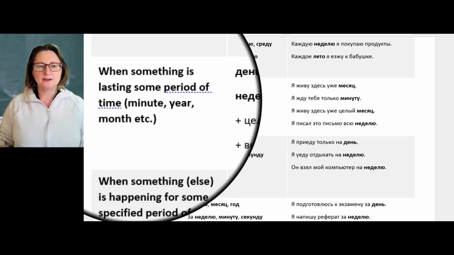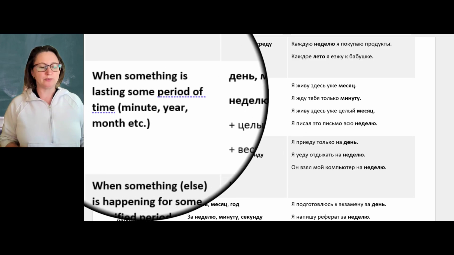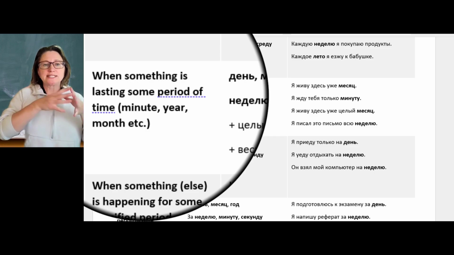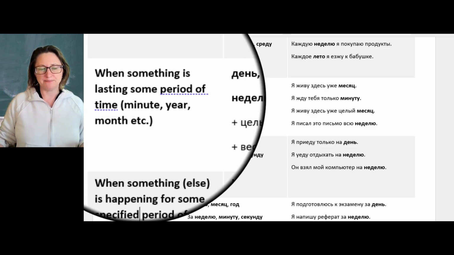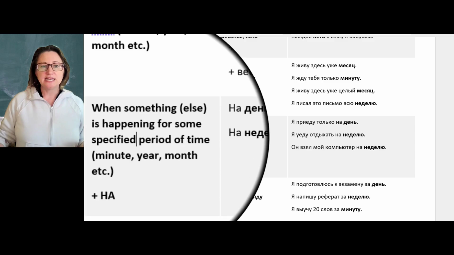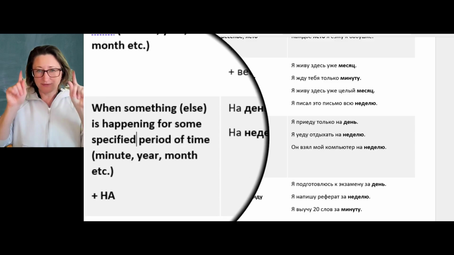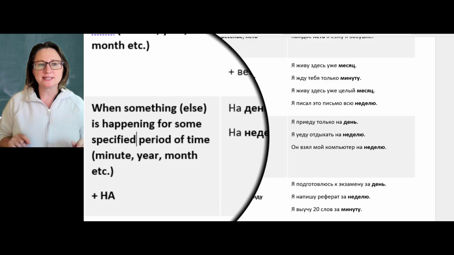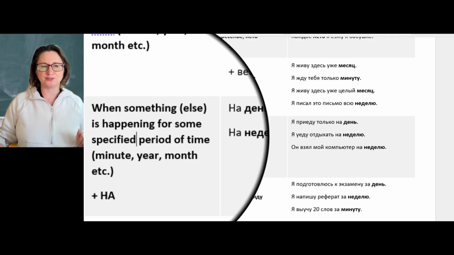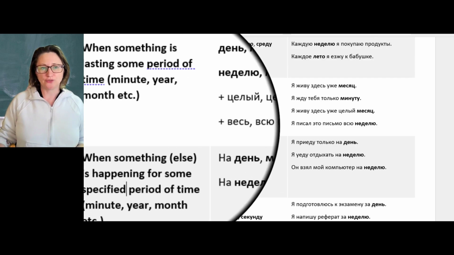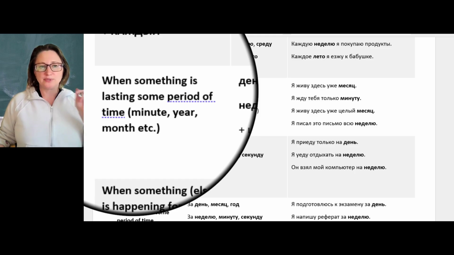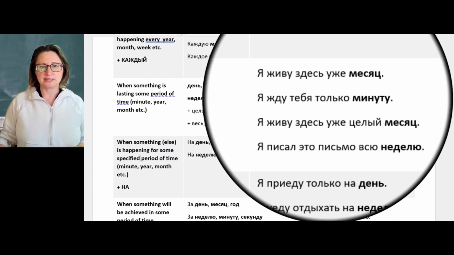So here, the very first one I talked to you about is no preposition plus accusative. So it's something is lasting a specific period of time. Then the one with na, something else is happening for a specified period of time. And then the last one, something is achieved in a specific period of time. So let's take a look at the examples for the first of these 3 contexts.